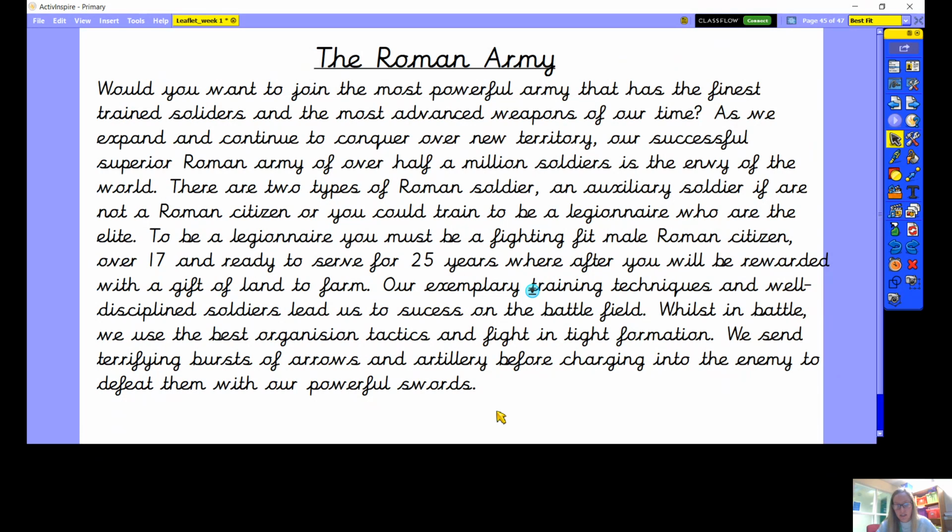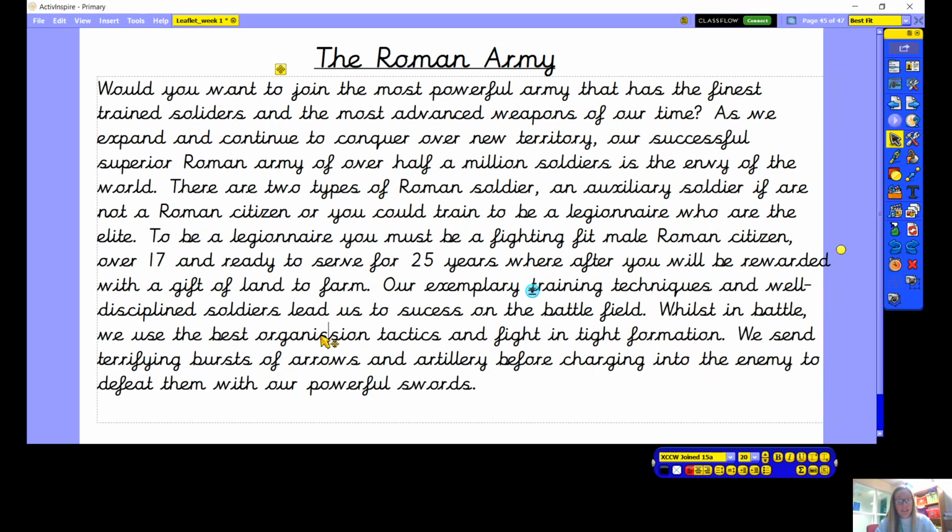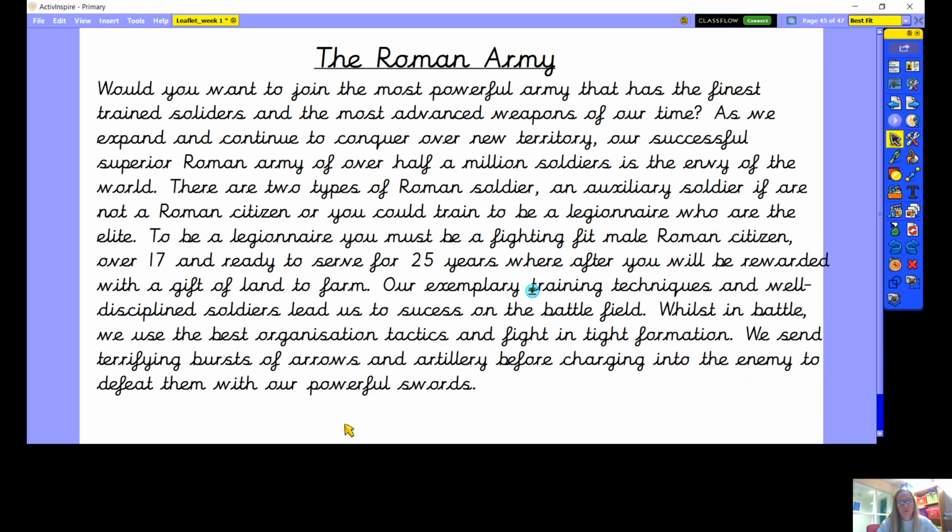Our exemplary training techniques and well-disciplined soldiers lead us to success on the battlefield. Whilst in battle, we use the best organisation and fight in tight formation. We send terrifying bursts of arrows and artillery before charging into the enemy to defeat them with our powerful swords.